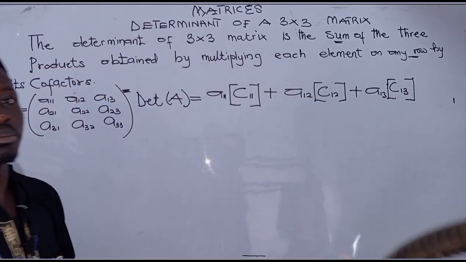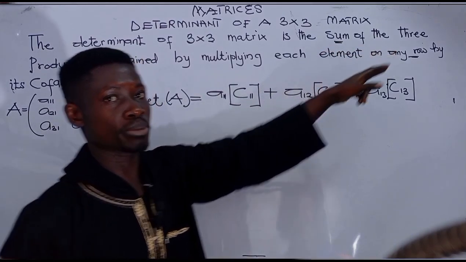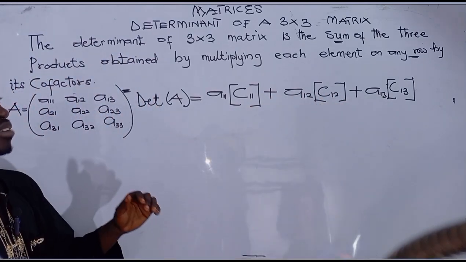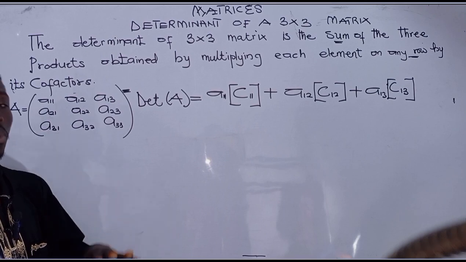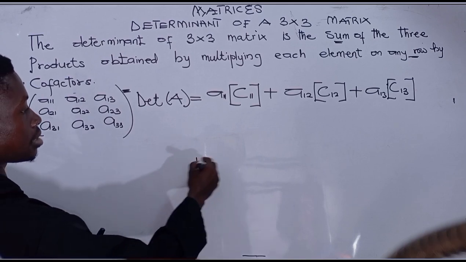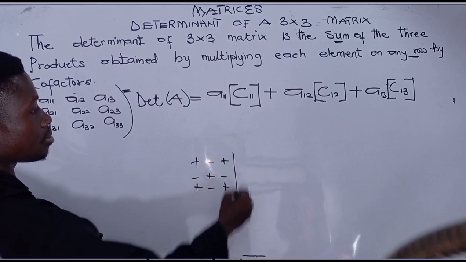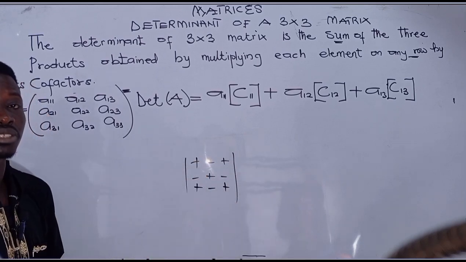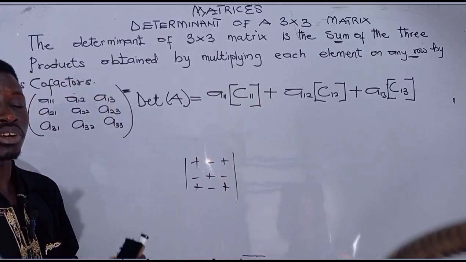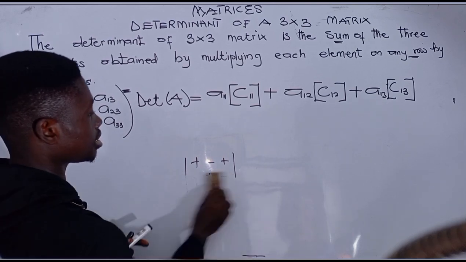So this is how we find the determinant of a 3 by 3 matrix. Remember, we sum all the 3 products. Good. To find the cofactor, we first have to find our minor. Then the moment you have our minor, you multiply it by these signs: plus, minus, plus, minus, plus, minus, plus, minus, plus. We multiply our minor by this sign to give us our cofactors. We have already done this in our previous lesson. If you have forgotten, please kindly go back and watch the videos on minors and cofactors.